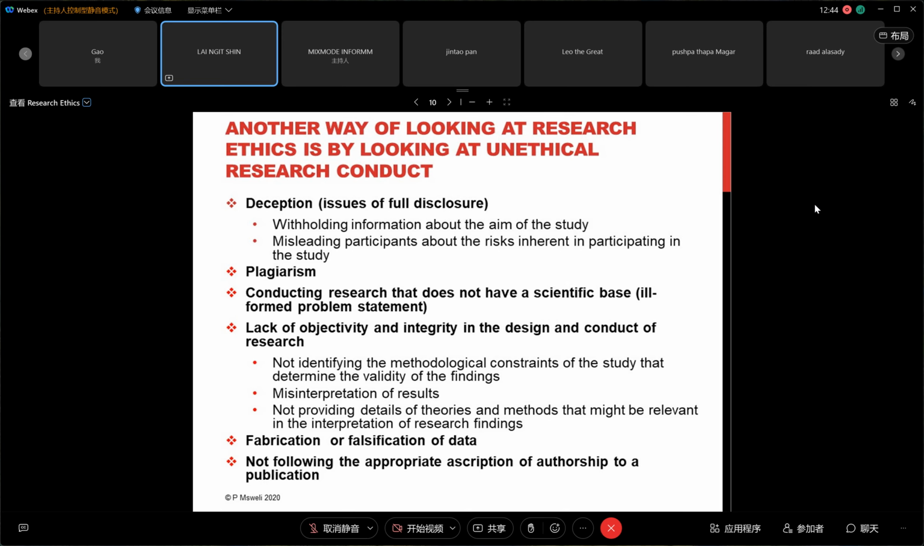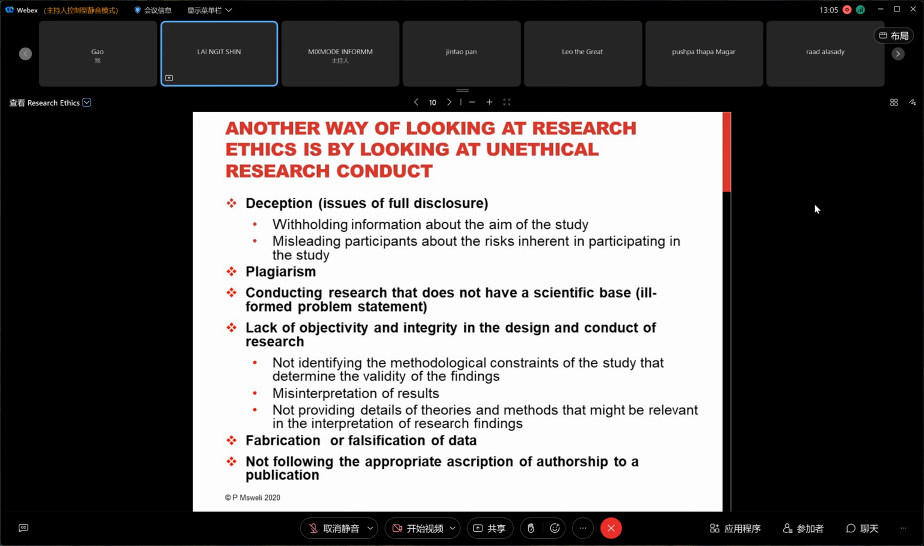Actually, you collect this blood serum from cancer patients to do other kinds of research. Okay, misleading participants about the risk inherent in participating in research. Sometimes this usually happens where you collect different types of specimens or different types of blood for different kinds of research. That's why.